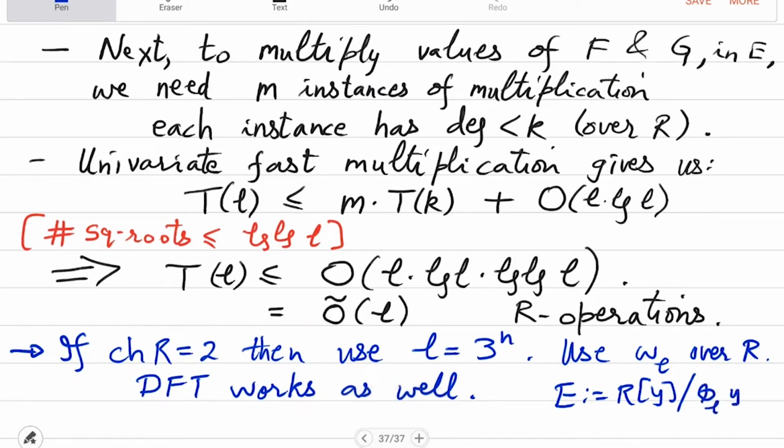You do this. Have you seen assignment number 1? So in assignment 1, there is this family of polynomials called cyclotomic polynomials. So this phi sub L, in fact phi sub n for any n is defined there, even for composite n. So you use that polynomial. Phi 3 of y. Yeah, so L here is 3.